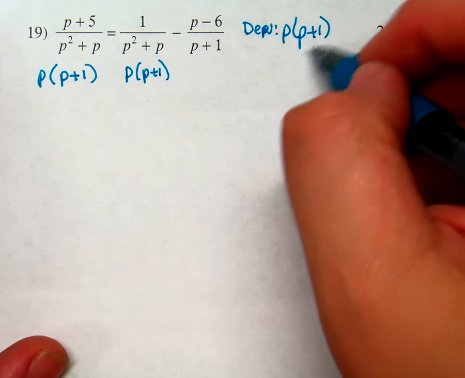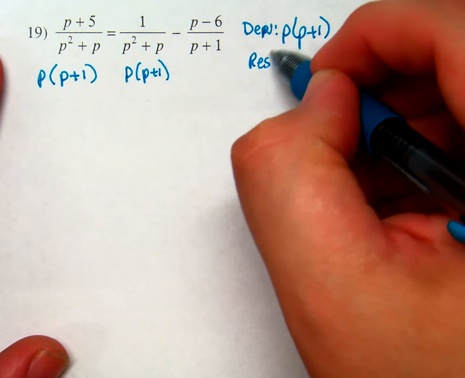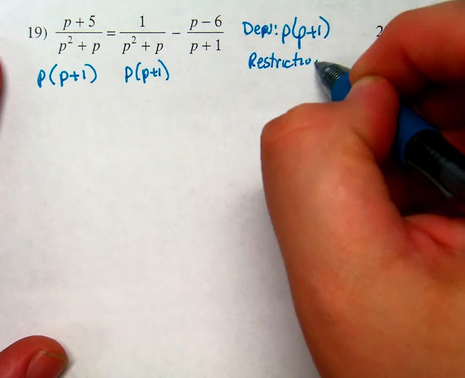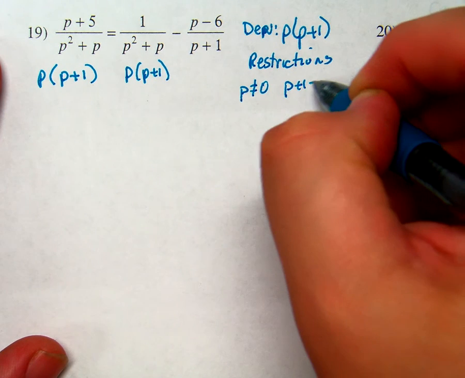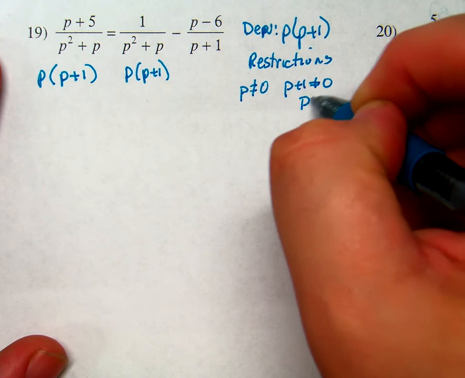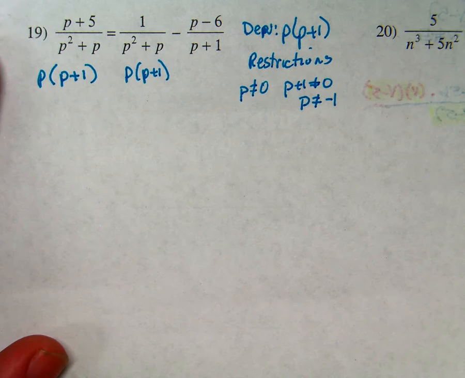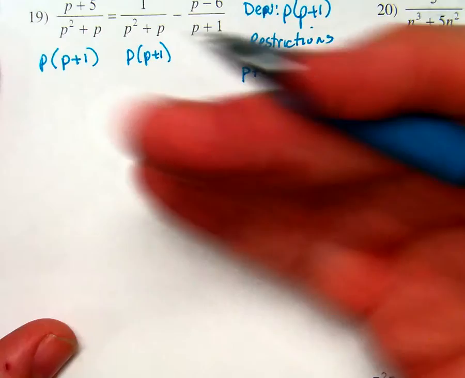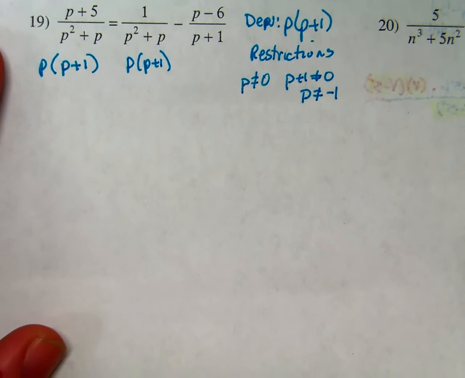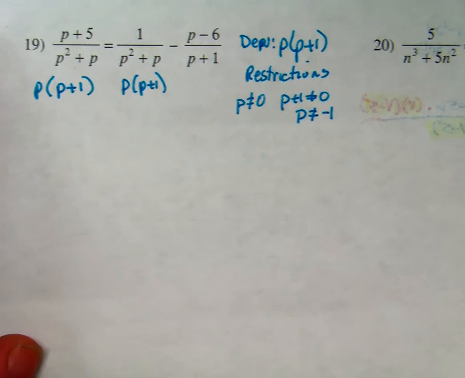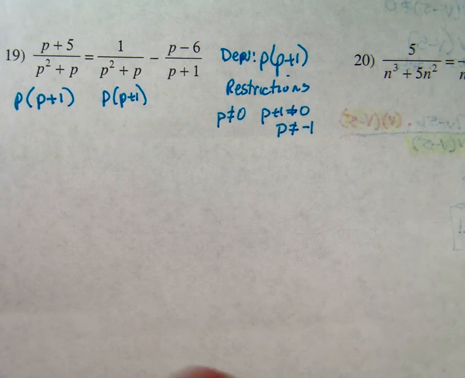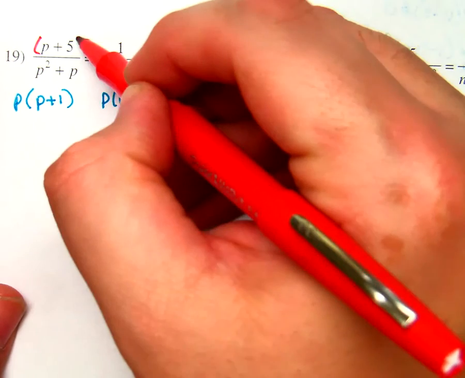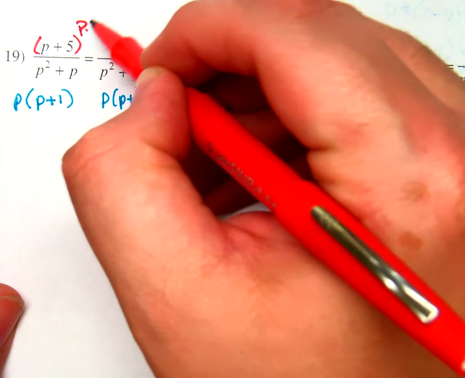So this is good. Now what are my restrictions? P can't be 0 and p plus 1 can't be 0, so p can't be equal to negative 1. When I get my solution, I'm going to compare it against 0 and negative 1, and hopefully I won't get those values. So now I'm going to multiply by the common denominator, p times p plus 1.